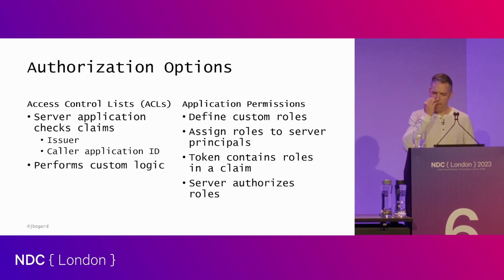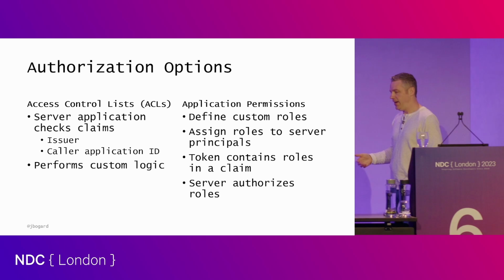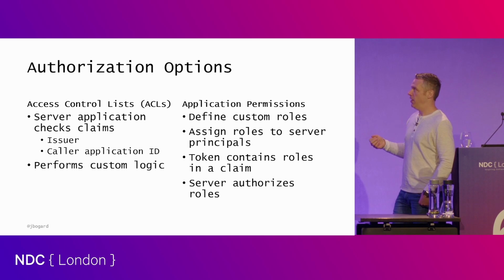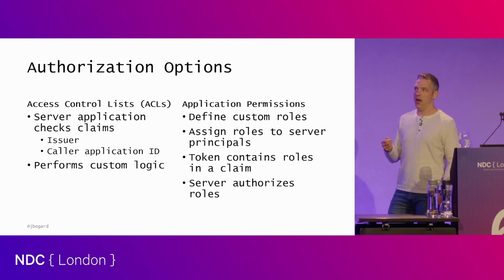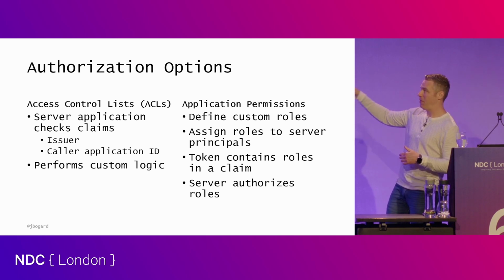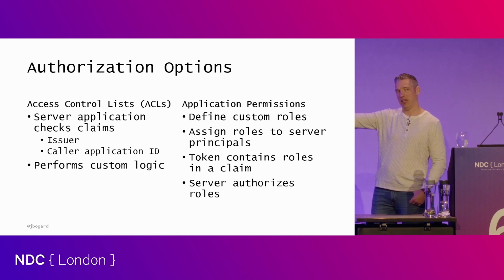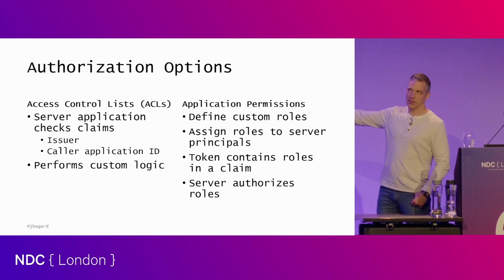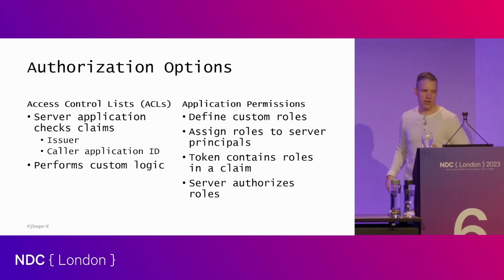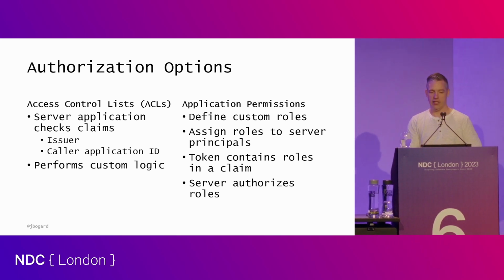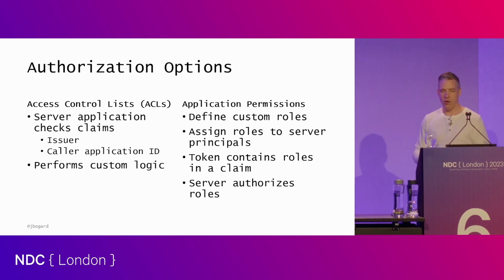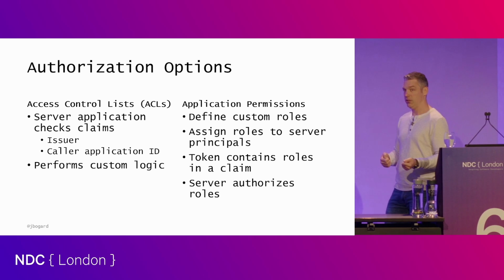Something that Microsoft supports, though, is this idea of application permissions. When we go the application permission route, we are actually configuring the secured resources inside of Azure to be able to do so. So if I'm on the left, it's 100% custom code in my application. And on the right, it is configuration inside of Azure AD to build this out. These application permissions, we can define custom, they're called roles, whatever, but they are permissions. And then we assign those roles to specific principals.